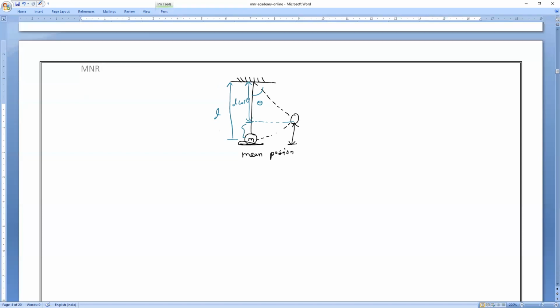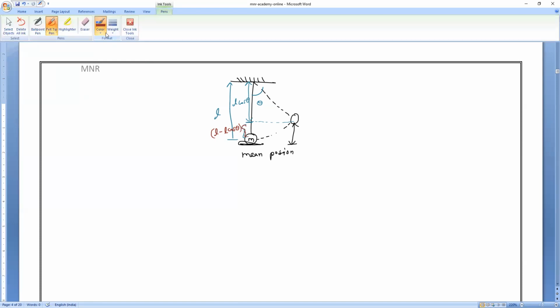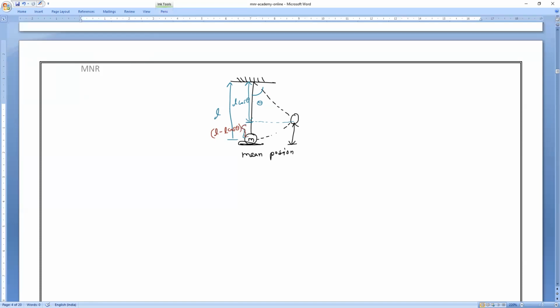L minus L cos theta. Everybody clear? Understand now? Yes, sir, that is what I wanted. Okay, everybody, understand now? That is what. So the total is L.